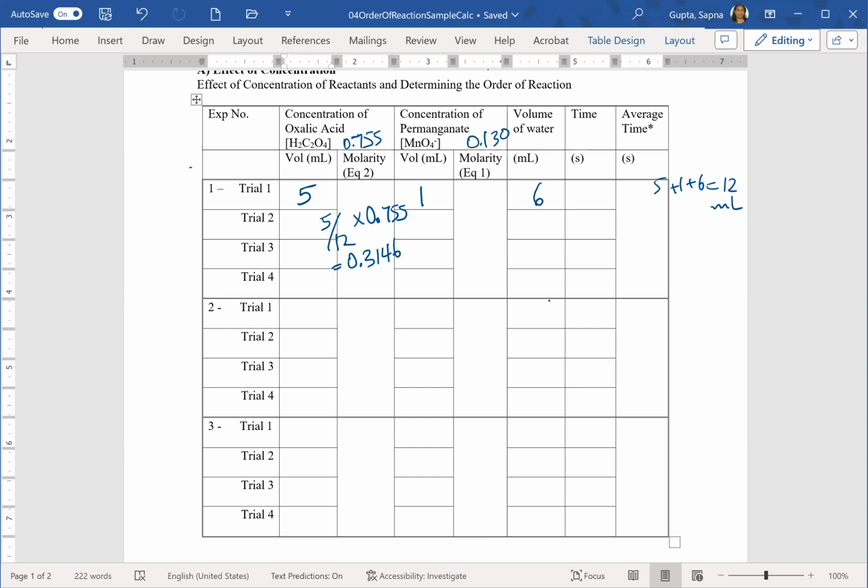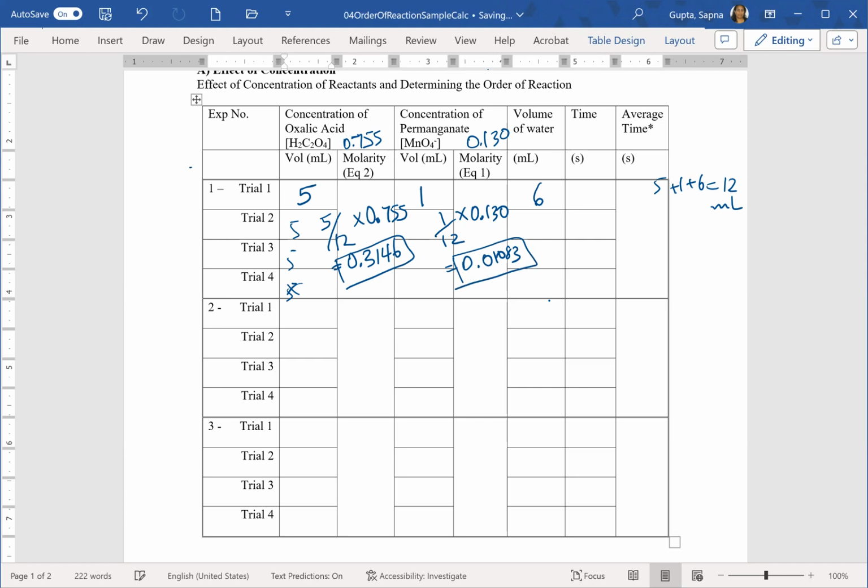For permanganate, it's the same thing, which is now 1 over 12, because the total volume is still 12, but now the concentration is 0.130, and this is equal to 0.01083. So that's the concentration for all of these, because you're using the same amount. You don't have a trial 4, so that's fine. You only have 3 trials. This is an old report sheet that I'm using, but anyhow, those are your concentrations.